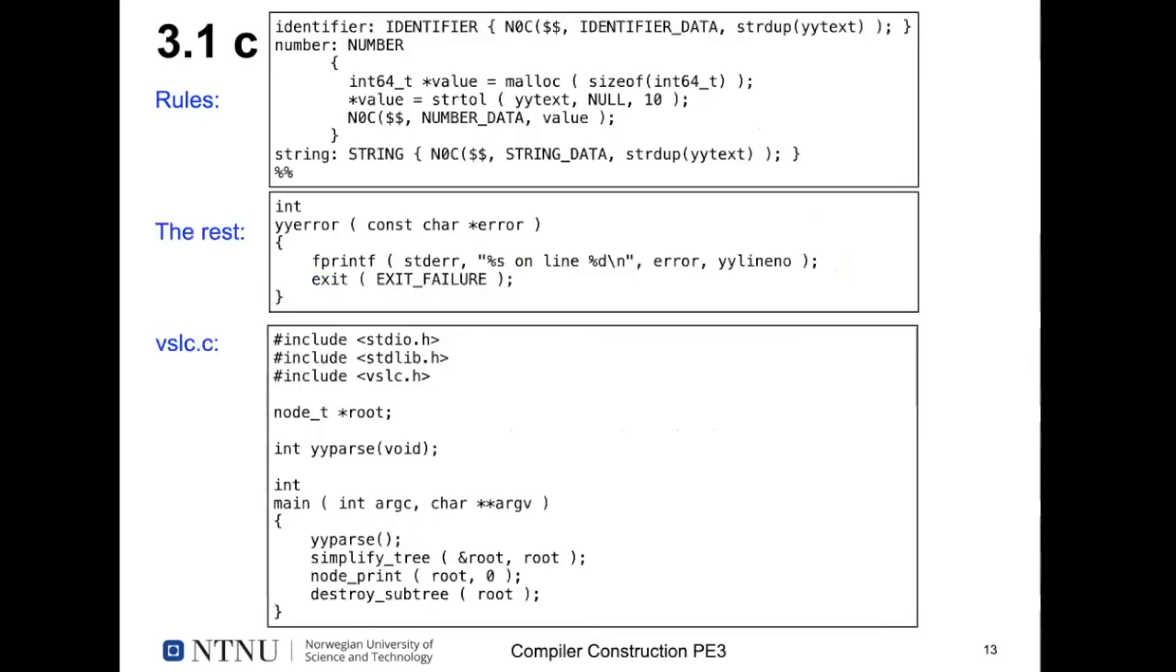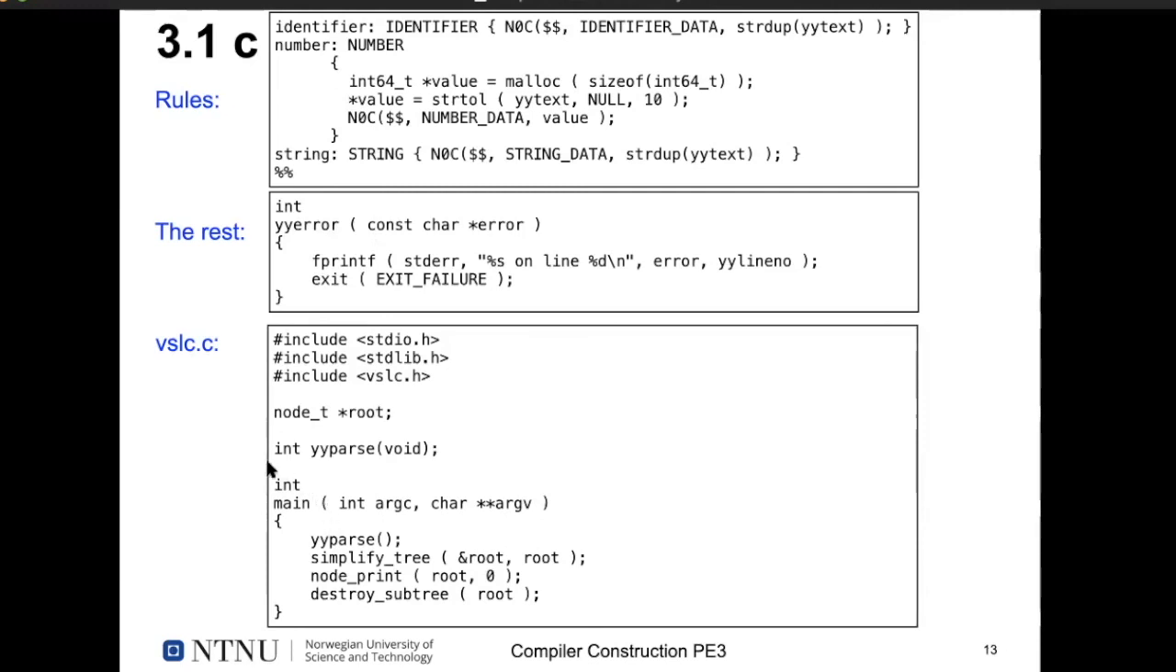And so this is finally all the rules here. And then we have the rest. So our yyerror function would just print an error message of the type of the error on the given line using the yylineno global variable here. And this is essentially the rest. Here we don't implement the main function in our parser, but for VSLC, we have a separate C file which includes our main function, which does the parsing.